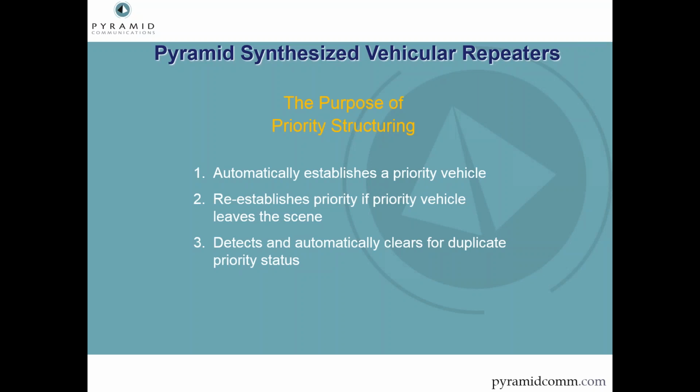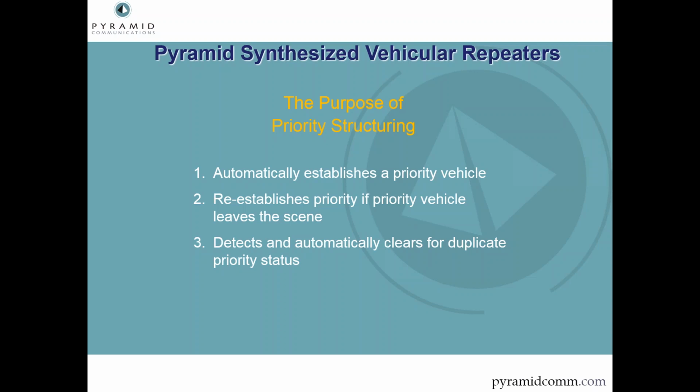All right, well, first thing to understand is really the purpose of the priority structure. Without the priority structure, you're really just creating a link between two different RF frequencies. But the magic of the Pyramid vehicular repeaters is this priority structure. And its purpose in life is to automatically establish a priority vehicle when there's more than one vehicle on a scene. That's really important. And then if there are multiple vehicles on the scene, to reestablish a priority vehicle if the priority vehicle that was handling all the traffic happens to drive away.